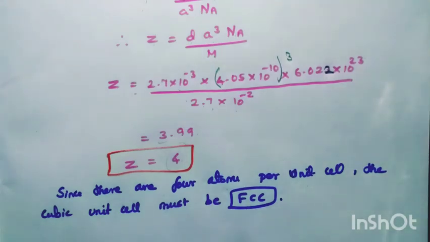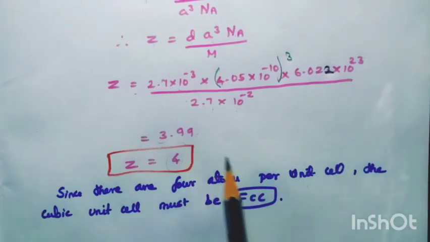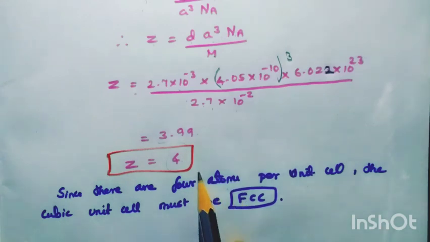You have to find whether it is simple cubic, face-centered cubic, body-centered cubic, or another type; different types are there. 4 means it is FCC. So it is a face-centered cubic lattice. Up to this we discussed the solid state problems. So we finished the solid state along with the problems. In the next class we will see the next lesson.